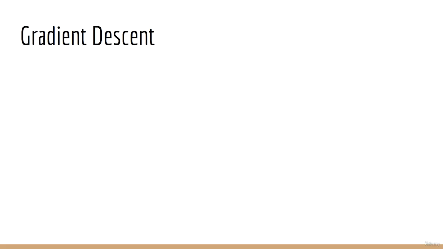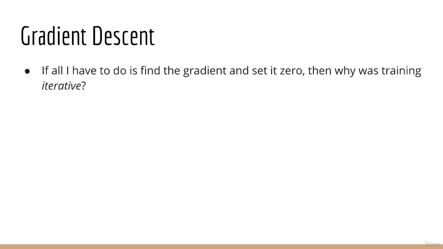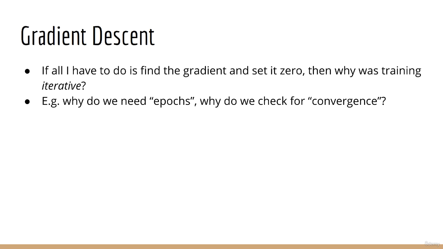At this point, you might be wondering, if all I have to do is find the gradient and set it to 0, then why in our previous code did it involve an iterative training process? Recall that we had to specify the number of epochs to train for, and this resulted in a plot of loss per iteration, which we could check to confirm that the training algorithm converged nicely.